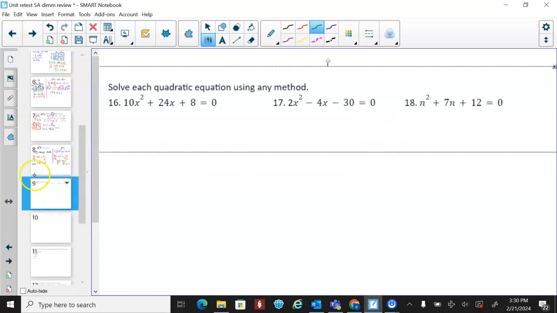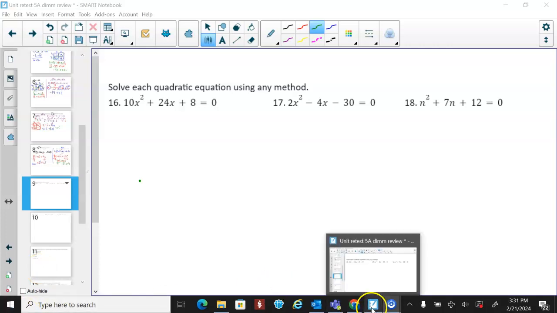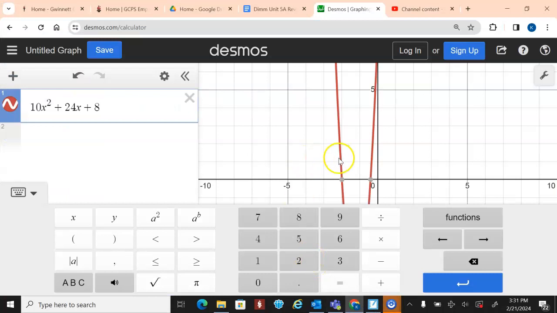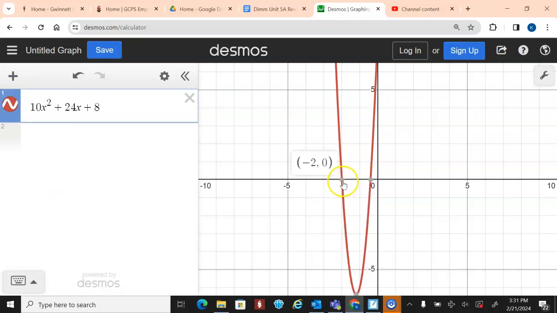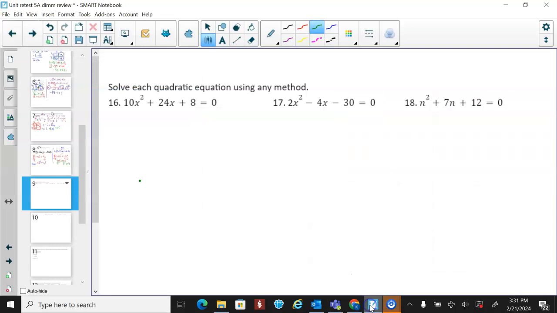All right, number 16. Again, I like to plug those functions into Desmos to see what my answer is and then try to prove it and make sure that I do the right thing. So I plugged it in into Desmos right here. My two intercepts, my two solutions, -2 and -0.4, okay? So -0.4 is also -2/5, okay?